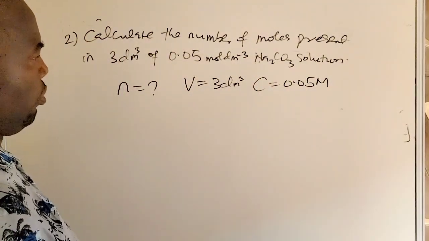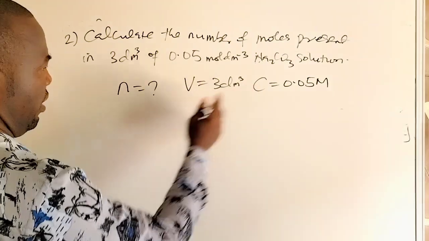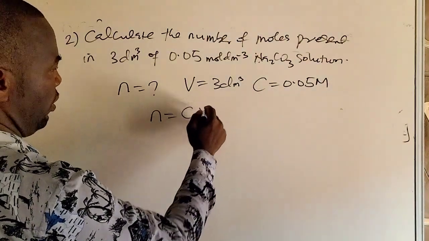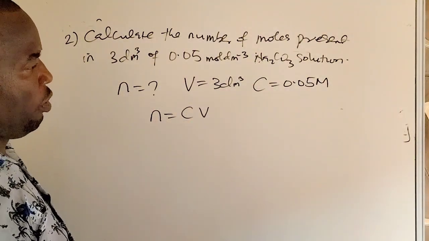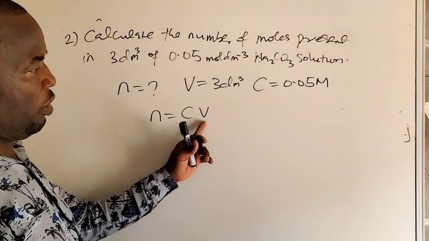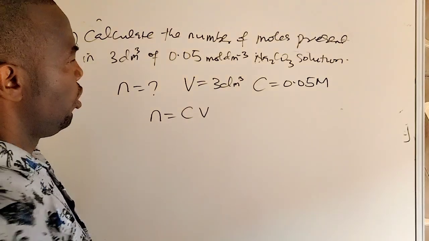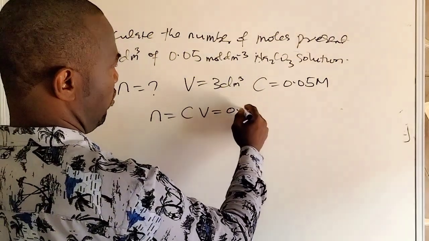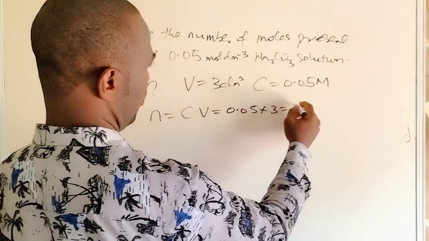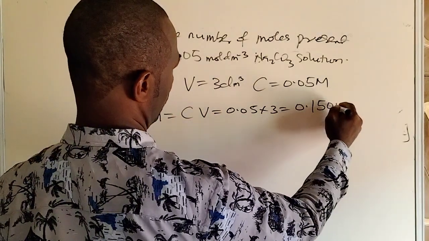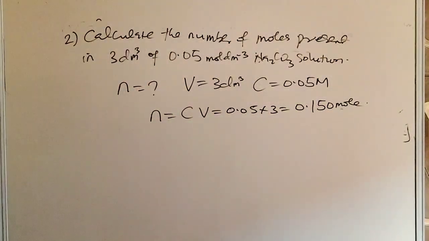So you're looking for the number of moles. The formula that connects these three items is N equal to C times V. So this time around, are we going to divide by 1000? No, because the volume is in dm cube and this is in mole per dm cube. So that will now have 0.05 times 3. That gives us 0.150 mole as our answer. So having done that, go to another exercise on this.